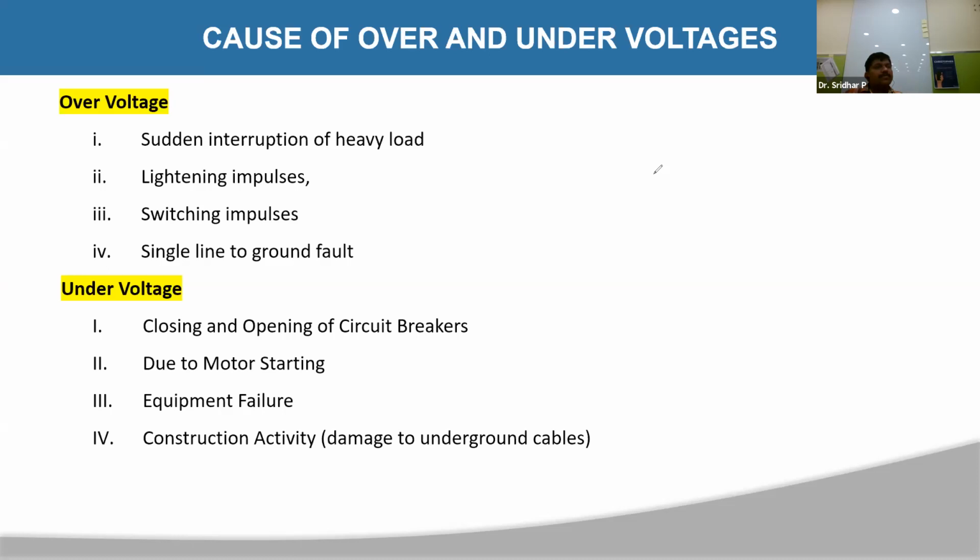And switching impulses will be there. Switching impulses means sudden opening or closing of electrical switches. This will also create some over voltages in the system. Now, single line to ground faults are also one of the important problems causing over voltage. These are the different causes for over voltages.